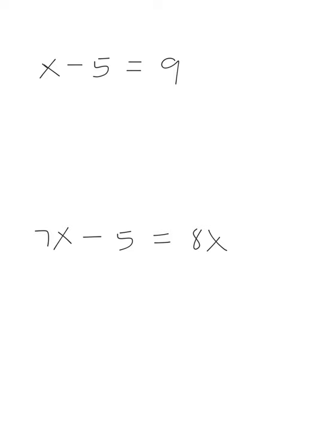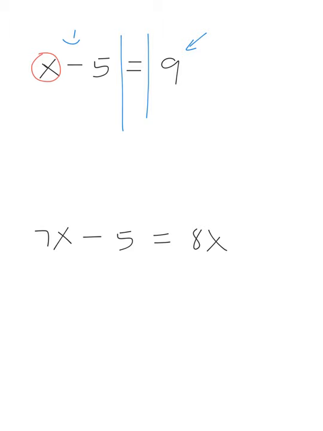When we're solving equations, whether it's one-step, two-step, or multi-step, the whole point is to isolate the variable, which means to get the variable all by itself, which is the x in this case. So I like to put down my barrier here so I can distinguish between one side of the equation, which is this one, and the other side of the equation, which is the 9.